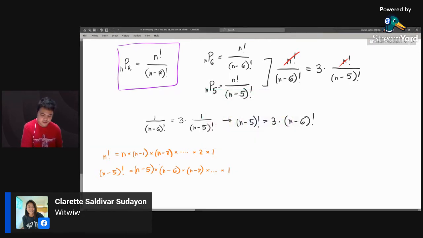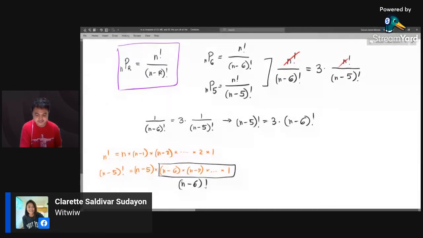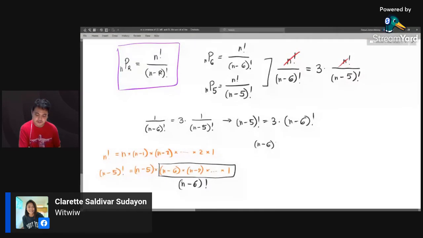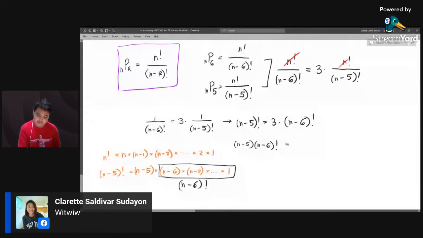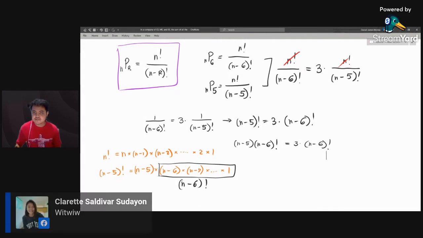But notice that this portion right here is actually n minus 6 factorial. Diba? N minus 6 factorial yan. E di yun na yung magiging equation natin. n minus 6 factorial times n minus 5 is equal to 3 times n minus 6 factorial. Diba? Yan.